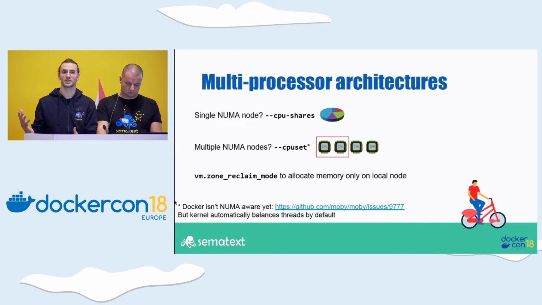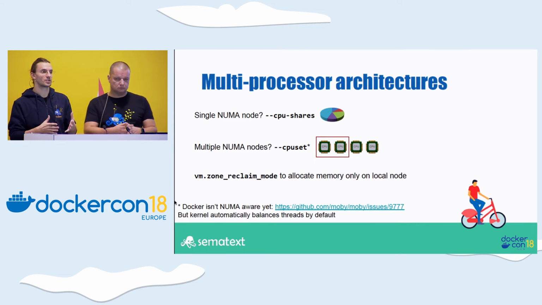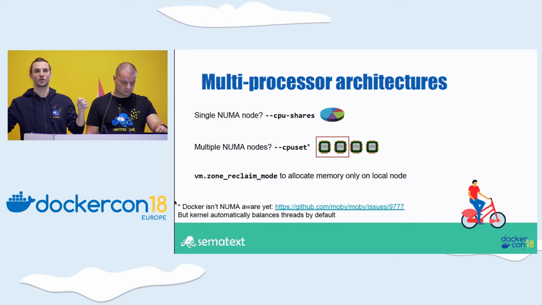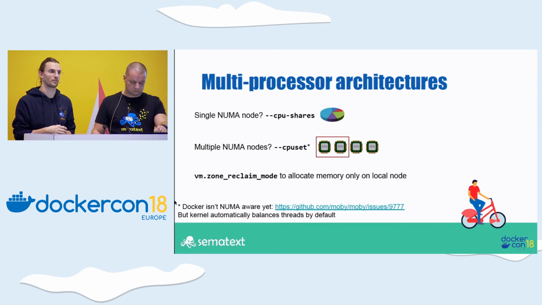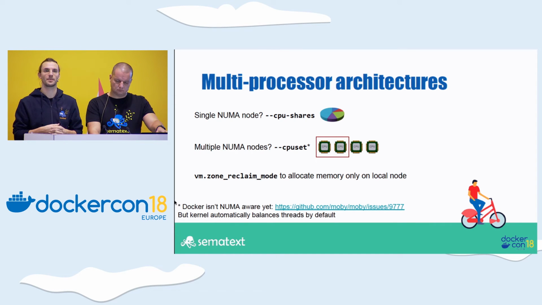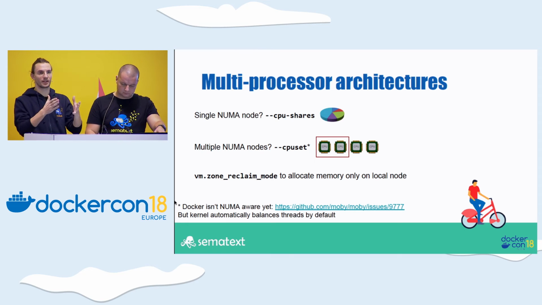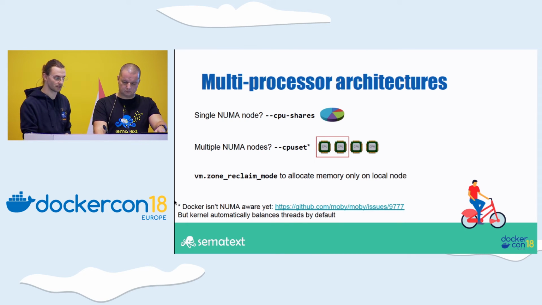And if you have big boxes with lots of processors, they're likely using multiple NUMA nodes. A NUMA node is a chunk of CPUs which have fast access to a chunk of memory. Docker isn't NUMA aware, so if you use CPU shares, you might end up in a situation where you have different threads running on different NUMA nodes. If you want to address that, you can use cpuset to assign those threads within the same NUMA node. And you can do much the same with memory. There's a zone reclaim mode, which tells the operating system to prefer allocating memory within the same NUMA node where your application is.